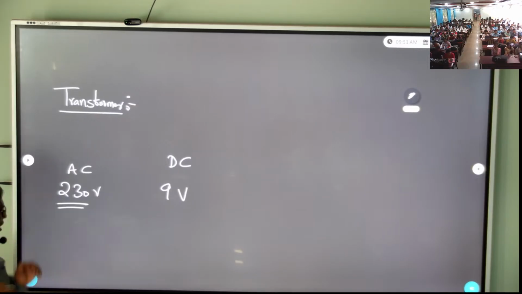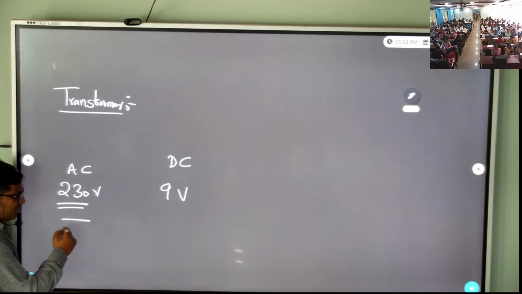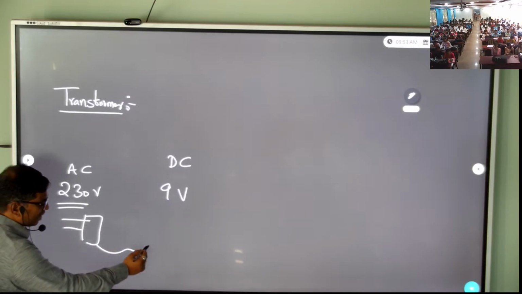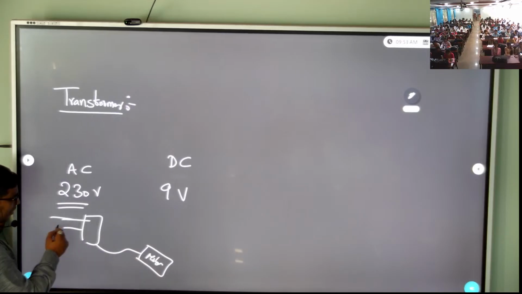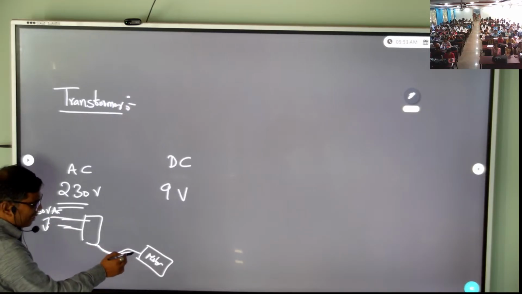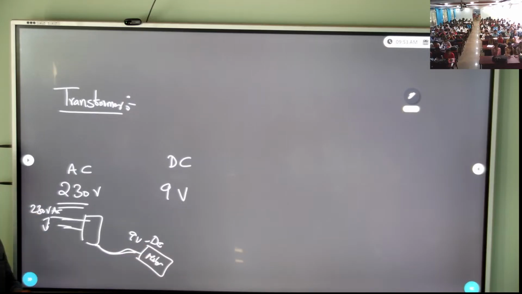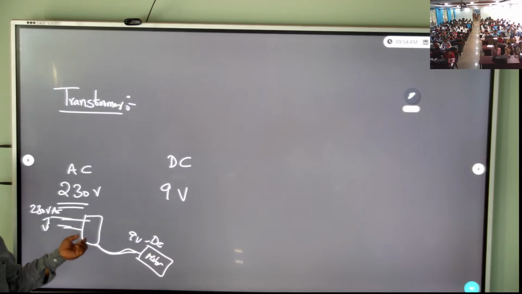Actually here, see, how much? 230 volts AC. Actually it is the input. Our charger is like this. It is the input, and here one wire is there, and we are connecting this one to our mobile phone. Here the input is 230 AC. The wire is having 9 volts DC here. Then who will do this 230 to 9? It is DC.